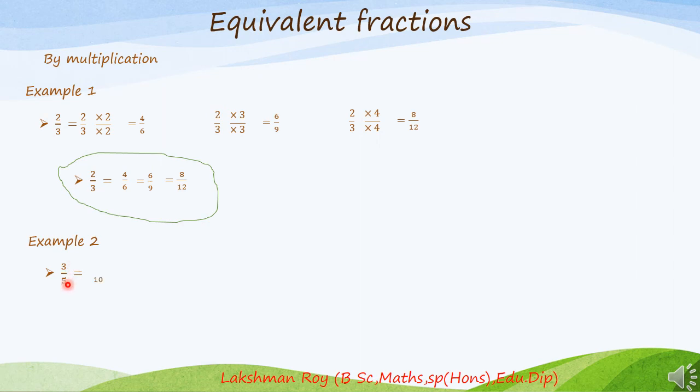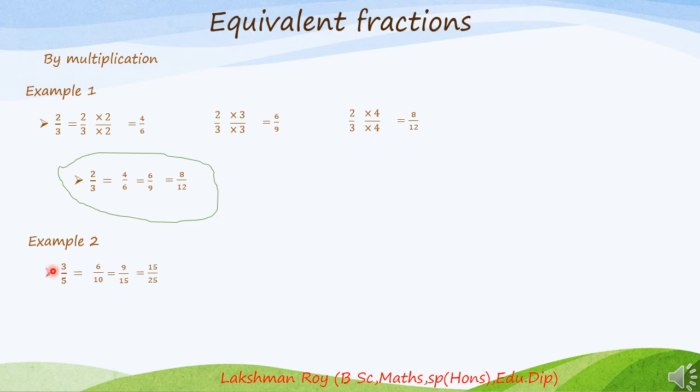Then I am going to multiply these two numbers by 3. If you multiply by 3, 3 multiplied by 3 is 9, and 5 multiplied by 3 is 15. I'll take another one. Then I'm going to multiply by 5. So 3 multiplied by 5 is 15, and 5 multiplied by 5 is 25.